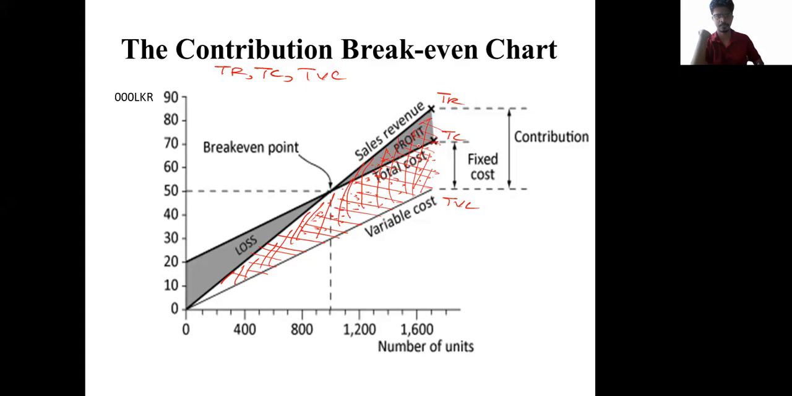This is profit, and this part, the total of this, is known as the total contribution. Okay, do know this part is loss. So simply, if you are asked to draft the contribution break-even chart, you need to draw these three curves, namely the total revenue curve, the total cost curve, and the total variable cost curve.